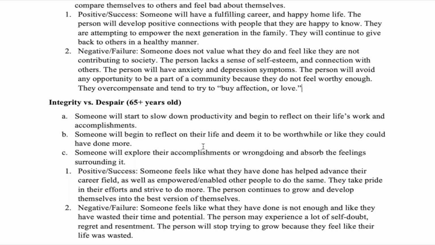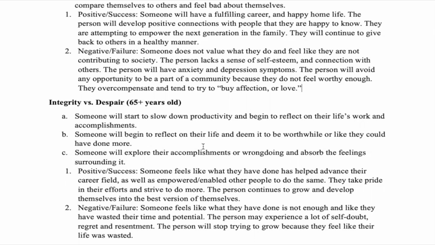So someone will explore their accomplishments or wrongdoing and absorb the feeling surrounding it. So a positive or success here is someone feels like what they've done has helped advance their career field, as well as empowered or enabled other people to do the same. So they take pride in their efforts and strive to do more. So the person continues to grow and develop themselves into the best possible version of themselves.